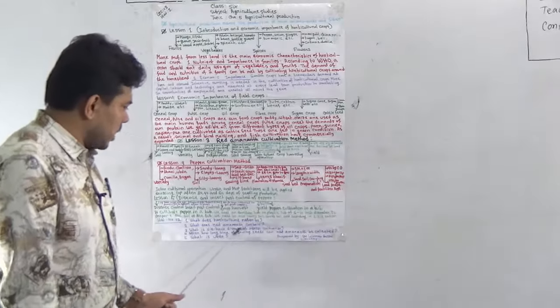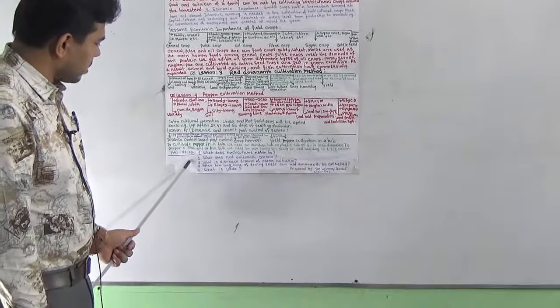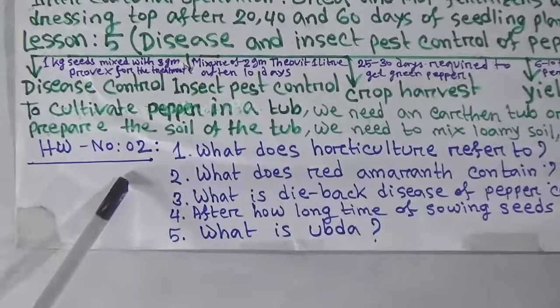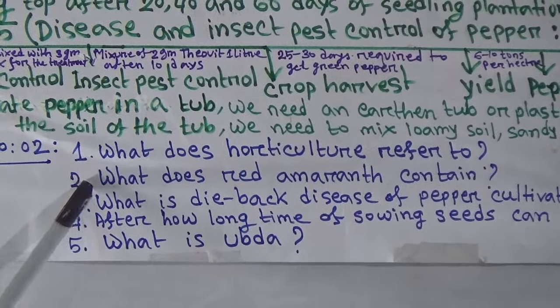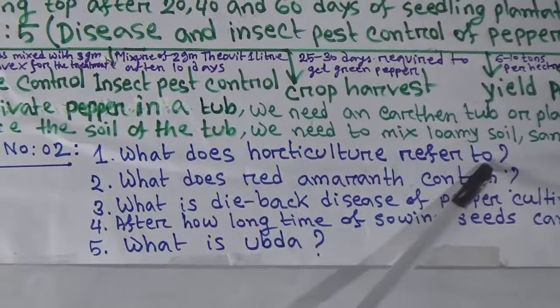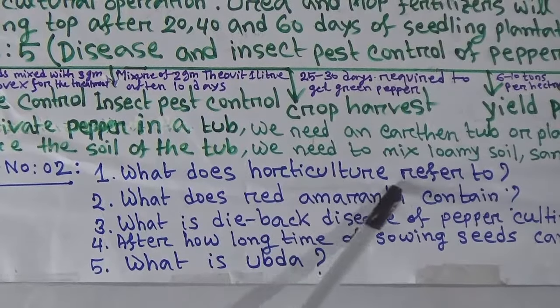Now, please look at the SW. This is my second SW in annual term examination. Please write down this SW in your SW copy and submit it next Sunday. First question is, these are all knowledge based questions. First question is, what does horticulture refer to?